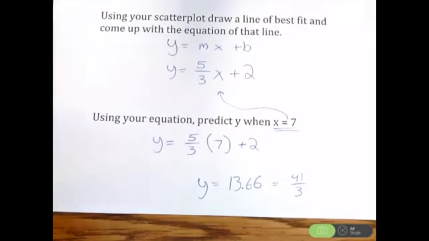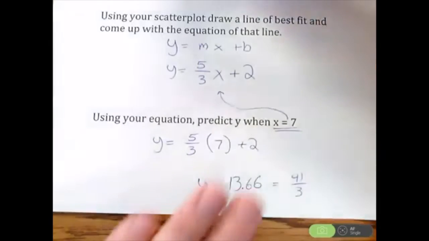It kind of depends on what you're working with. I mean, if we're dealing with money or something like that, $13.66 is a lot better to say than 41 over 3 dollars, because not many people will know what 41 over 3 is. So it depends on what you're dealing with, what answer you want to put. Both of those are fine for right now. So that's just a basic scatter plot.